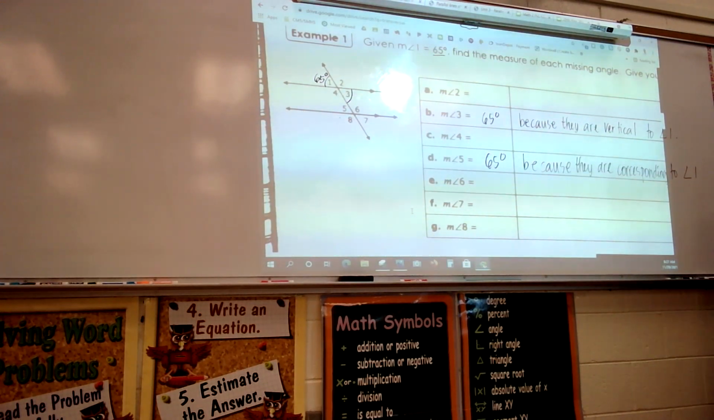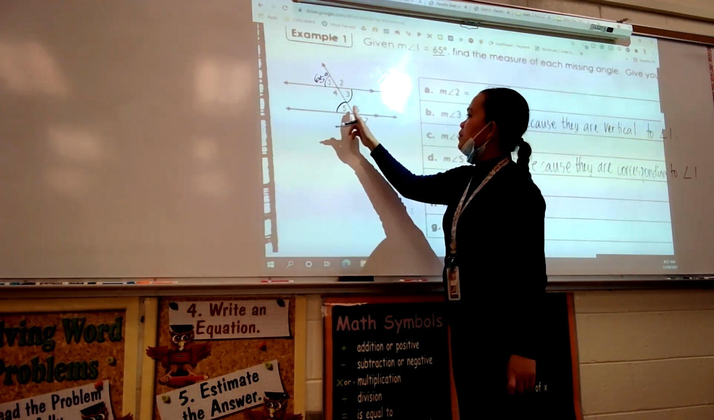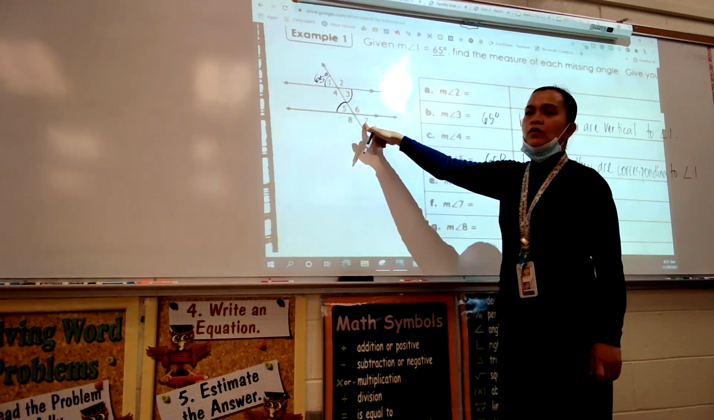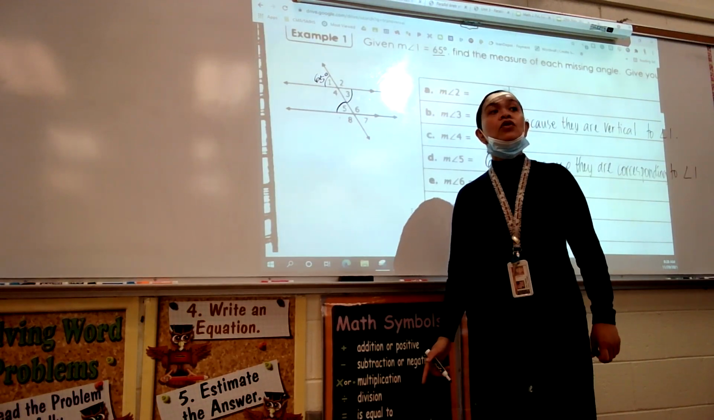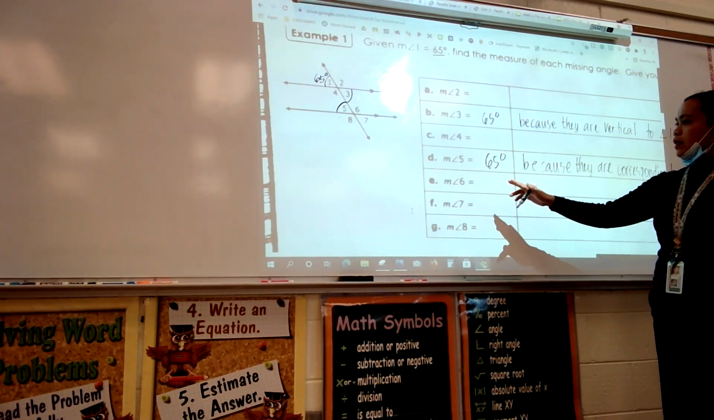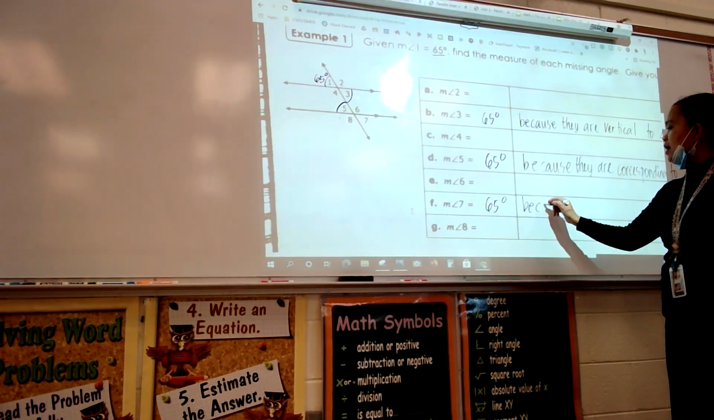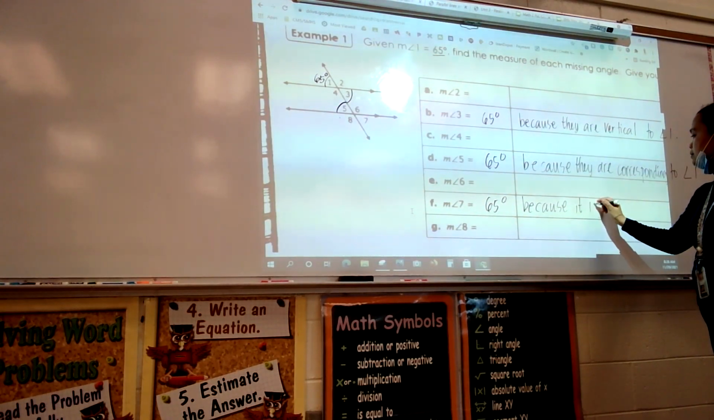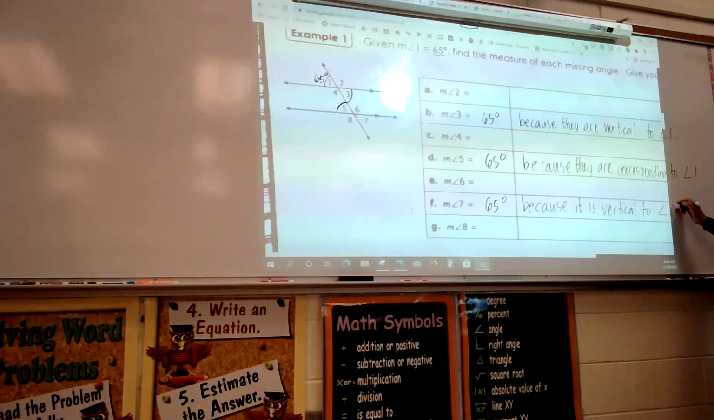So we did angle 5 as well. What do you think is the measure of angle 7? If angle 5 is 65, what is angle 7? 65. Why? Very good. So 7 is also 65 because it is vertical to angle 5.